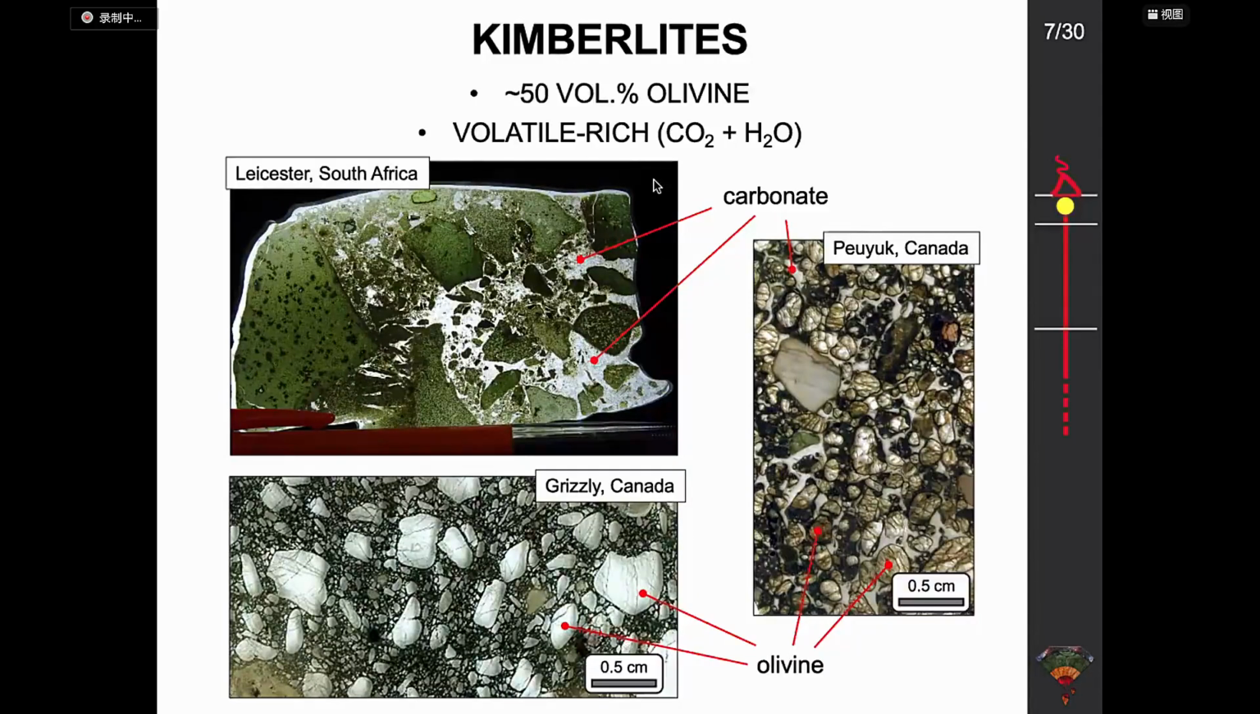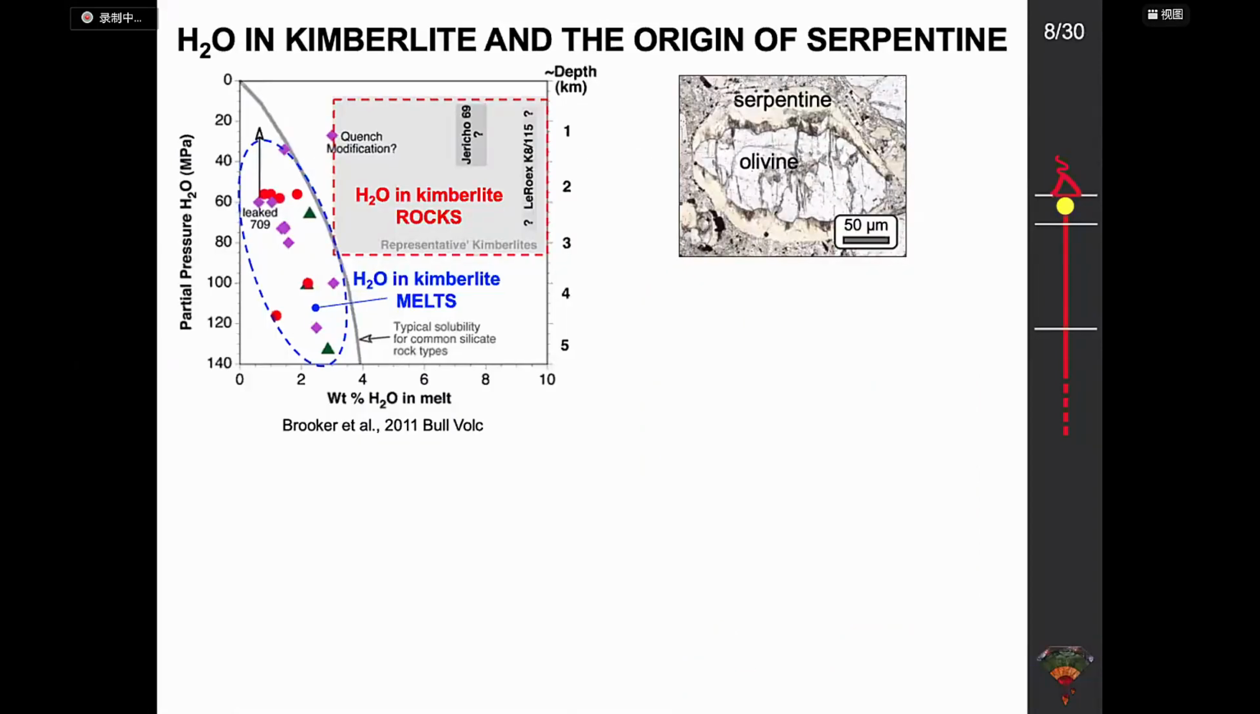Kimberlites are also very enriched in volatiles, both CO2 and water. For CO2, it's quite easy to see. There are a lot of carbonates, mostly calcite and secondarily dolomite, in kimberlites, as you can see in these pictures. In this case, all the interstitial material is indeed calcite. Water is mostly stored in serpentine, but here things are a little bit more contentious. So serpentine typically replaces olivine in kimberlites, as you can see here, but also occurs as a groundmass constituent.